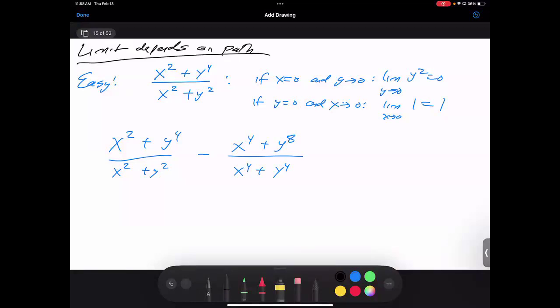What happens if we approach along the axes? Yes, if we approach along the x-axis, we get 0. And if we approach along the y-axis, we get 0. Right? So here's an example where if we approach along those axes, we get 0. What if we approach along the line y equals x?